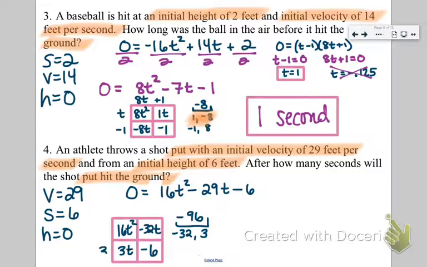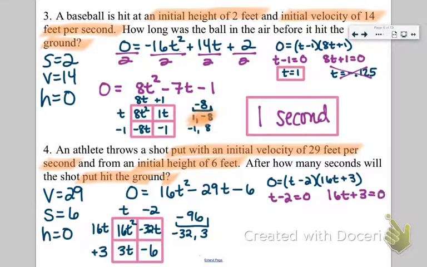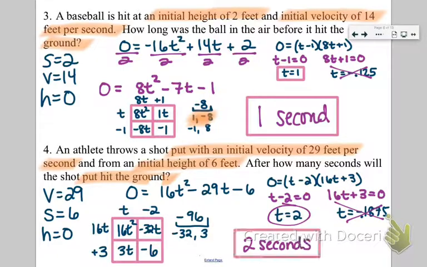Plug them in and factor out to the left and to the top. Remember, you can always double check this type of factoring by making sure it multiplies back out to what's inside. So put them in parentheses, set them equal to 0, and solve. We get two solutions. One's negative, throw it out, keep the positive. Answer, 2 seconds.